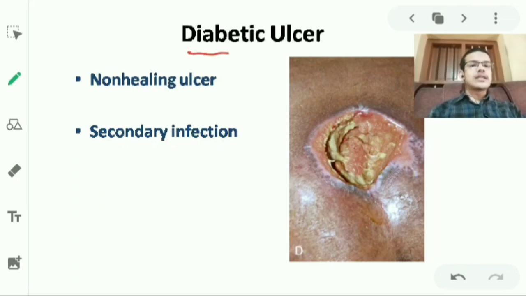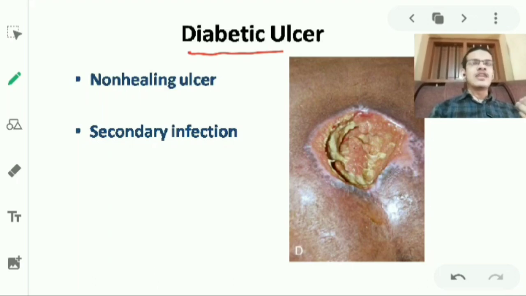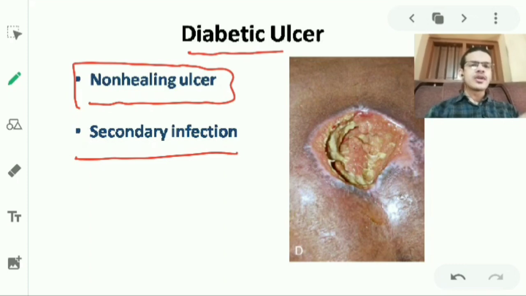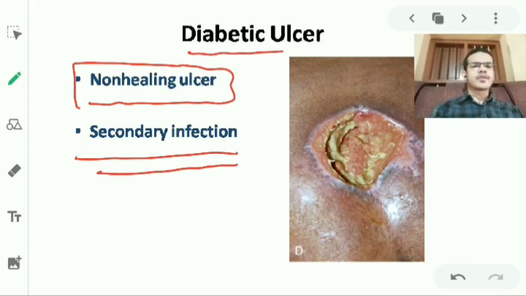Now, diabetic ulcer is another kind of deficient wound healing. If there is any wound in a diabetic patient, it takes more time to heal. It will become a non-healing ulcer and also a place for secondary infections. This figure depicts a diagram of a diabetic ulcer. All these diagrams are taken from Robbins.